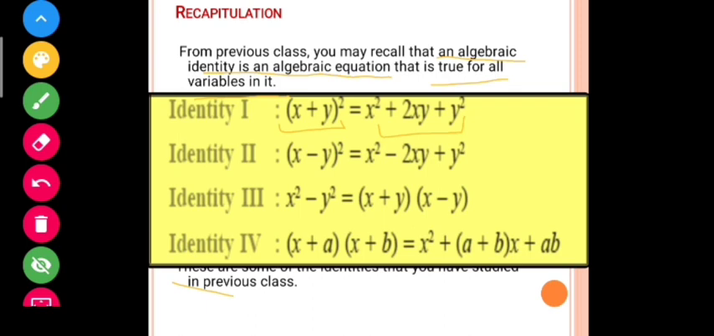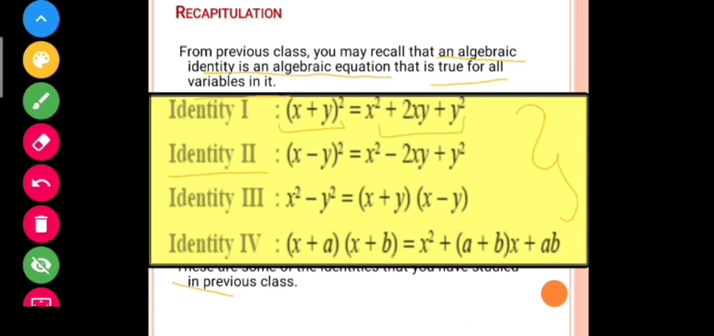In the first session of polynomials I told you what a variable is, right? I told you that a variable is that particular thing which changes its values according to situations. So here, if you take any value of x and any value of y, you will always get x plus y whole square is equal to x square plus 2xy plus y square. The same is the case in every identity. I think you have read all these identities in your previous class, that is class 8th.